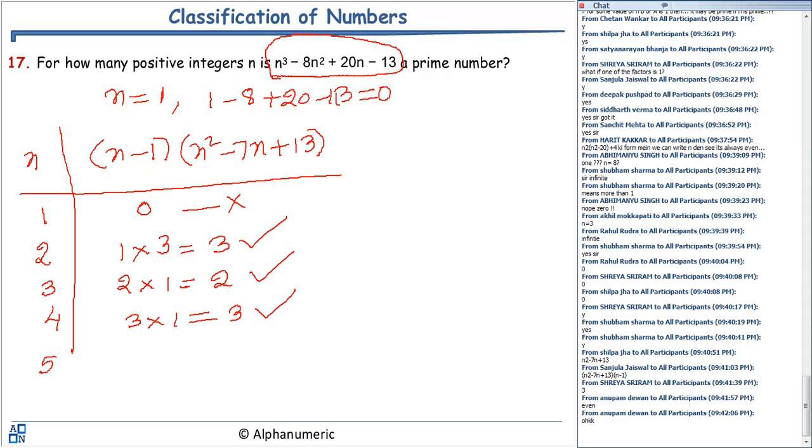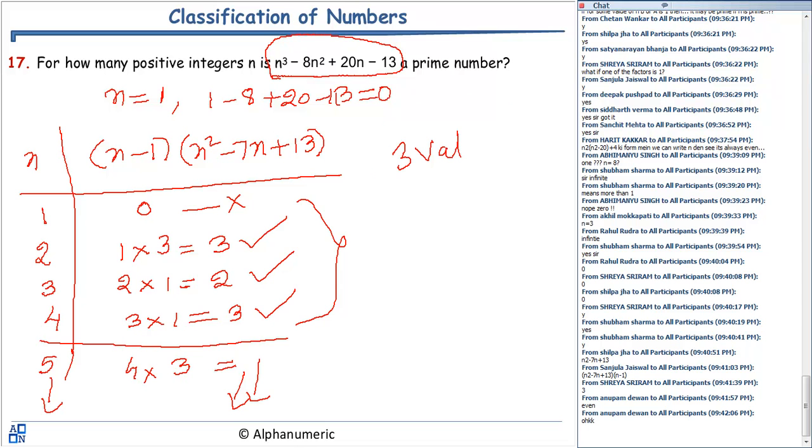Why? Because in that case, none of the factors will be 1. If you put 5, you will get 4 into 25 minus 35 plus 13, and so on. As you increase the number, it will keep on increasing, so none of the factors will be 1. So the answer for this question is 3 values. For 3 values of n, this number will be a prime.